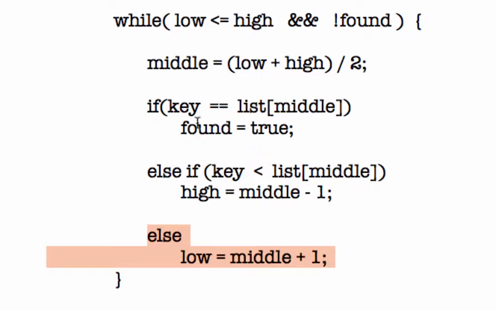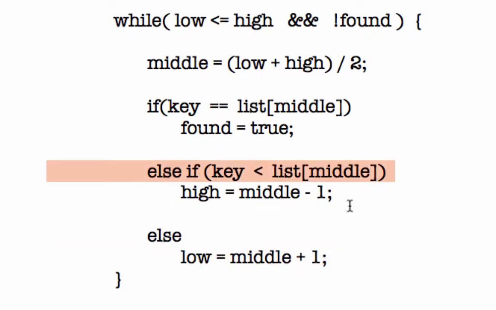Now, what happens if I don't have a match and this statement happens to be true? Well, now I need to repeat the process because I haven't found a value, right? I haven't arrived at a final determination of my search. And now I need to readjust.